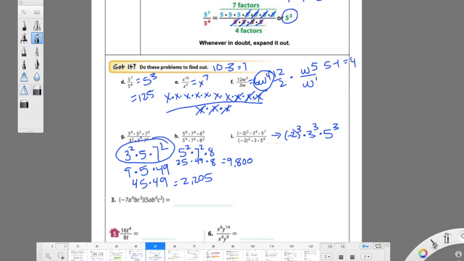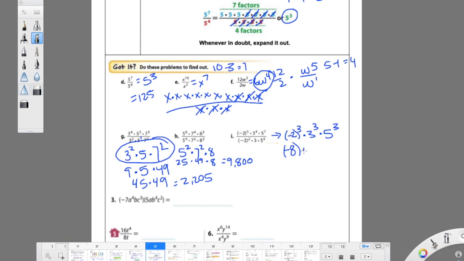In this one, be careful when you're multiplying this. It's not just 2 times 2 times 2. It's -2 times -2 times -2. So it actually ends up being -8. You just have to be careful when it's in parentheses like that. It's including the negative sign.